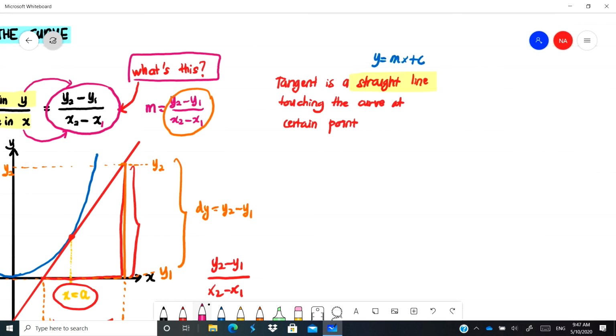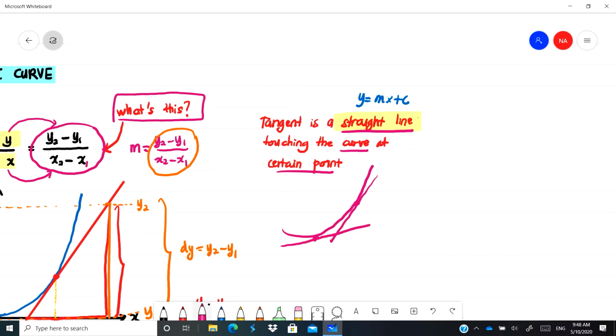We note that the tangent line is a straight line that touches the curve at the given point, but it touches at only one point. If the tangent line is at this point, it only touches that point, it doesn't touch any other points. If you want to find the tangent here, we'll just have to touch the point on the curve. Because it is a straight line, we can use the formula y equal to mx plus c.